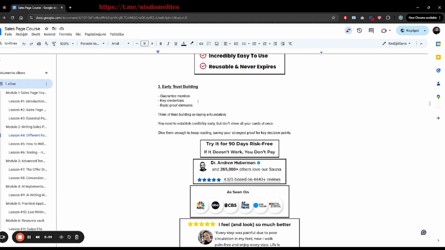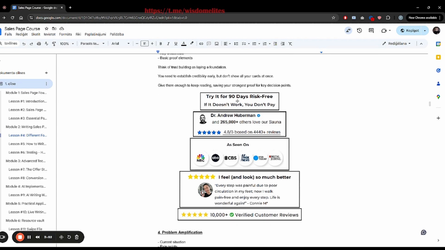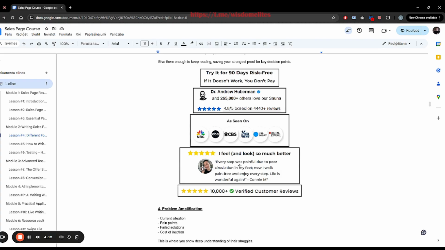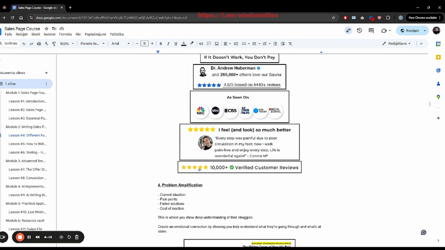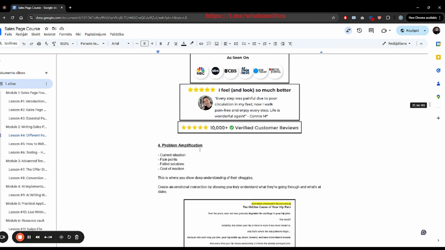Now, also in the above the fold section, you can have early trust building. I mentioned the guarantee, key credentials, basic proof elements. Think of trust building as laying the foundation. You need to establish credibility early, but don't show all your cards at once. Give them enough to keep reading, saving your strongest proof for key decision points. You can mention the guarantee, have an authority figure, say that over 265,000 others love the product, show the average rating plus how many reviews it has, where it has been seen, any relatable reviews, and how many 5-star reviews it has collected.